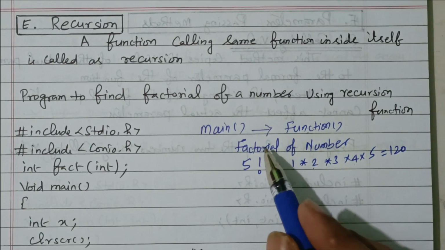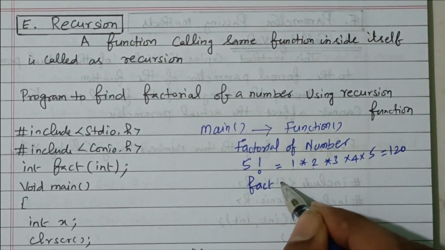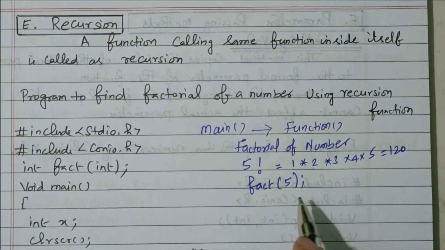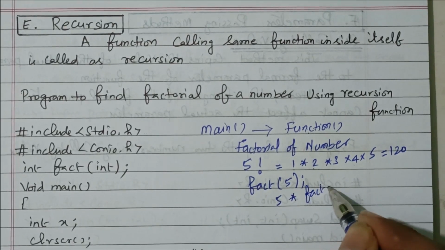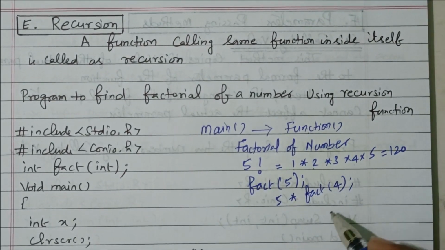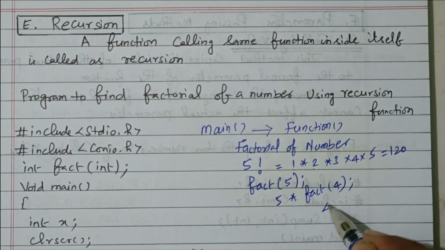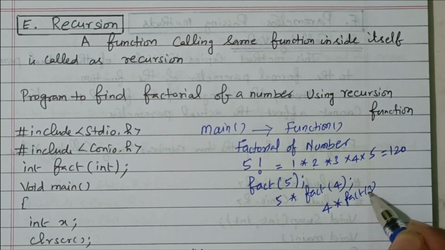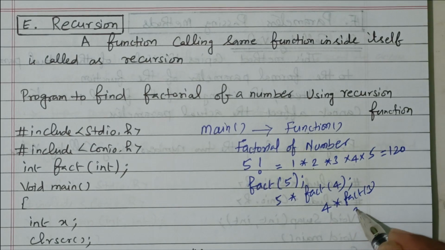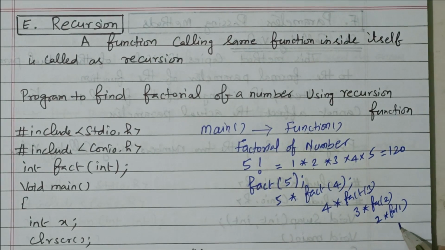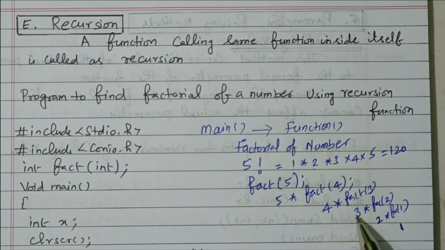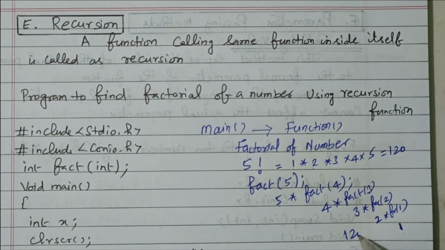In this we are going to use recursion. For example, we have a function called fact and the number 5. So fact 5 will return 5 into fact 4, that is 5 minus 1. Fact 4 will return 4 into fact 3, that is 4 minus 1. Fact 3 will return 3 into fact 2, that is 3 minus 1. Fact 2 will return 2 into fact of 1. If the value reaches 1, we can stop the process. See now what happened: 5 into 4 into 3 into 2 into 1. That will give 120 as the answer.